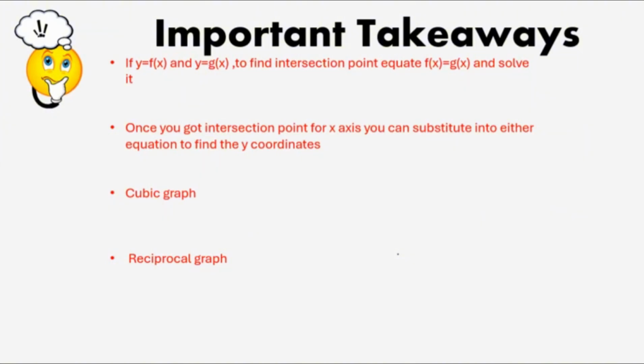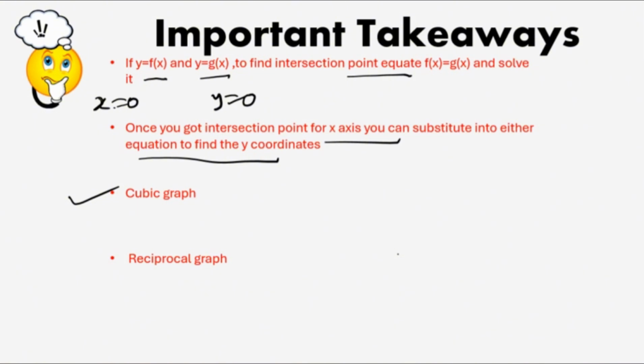Important takeaway for this topic. If we have y is equal to f(x) and y is equal to g(x), two functions, to find the intersection point, equate these two functions and solve it. If you want to find the intersection points for the x and y axes, substitute x is equal to 0 and y is equal to 0 and then you can find the intersection point. Once you find the x value, substitute that value into any of the equations that will give you the y coordinate.